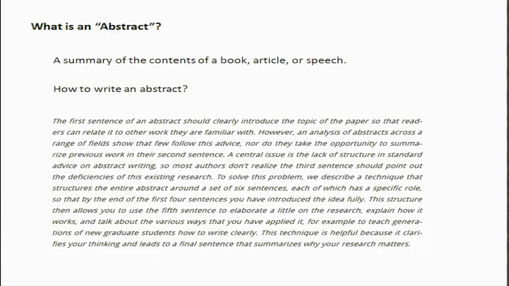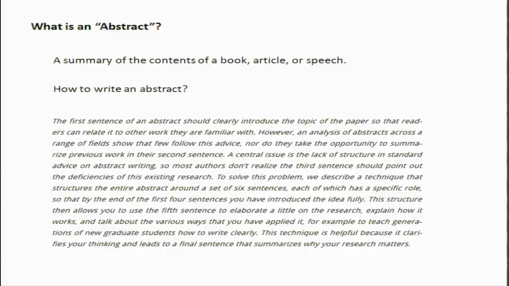The first sentence of an abstract should clearly introduce the topic of the paper, so that readers can relate it to the other work they are familiar with. So you are starting with something given, right? You have to start from something the majority of the readers would know. Therefore, now they are primed as to what you are trying to do. However, an analysis of abstracts across a range of fields shows that few follow this advice. Remember, we discussed that every sentence, even when you introduce any topic, there has to be a given. Then you bring in the new thing.